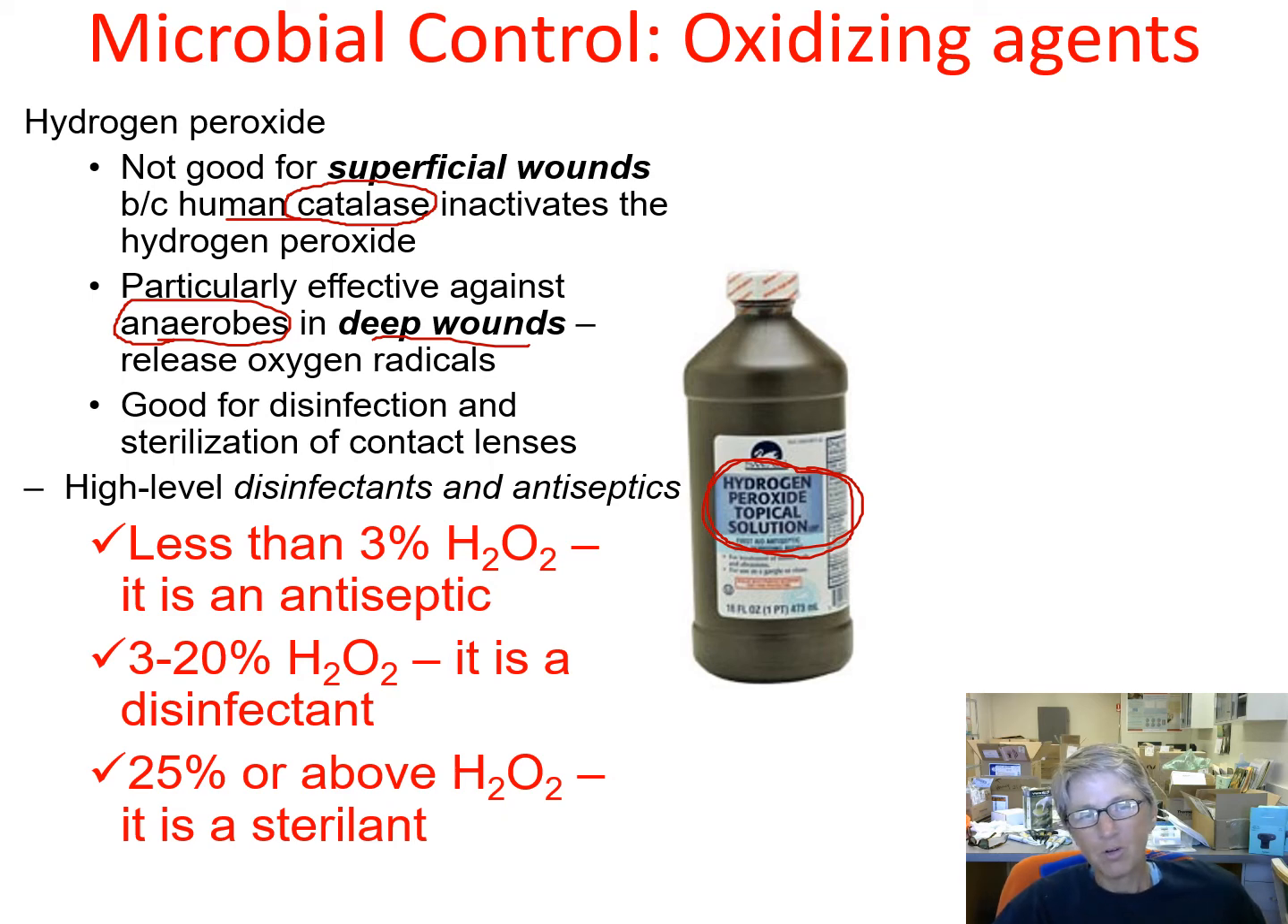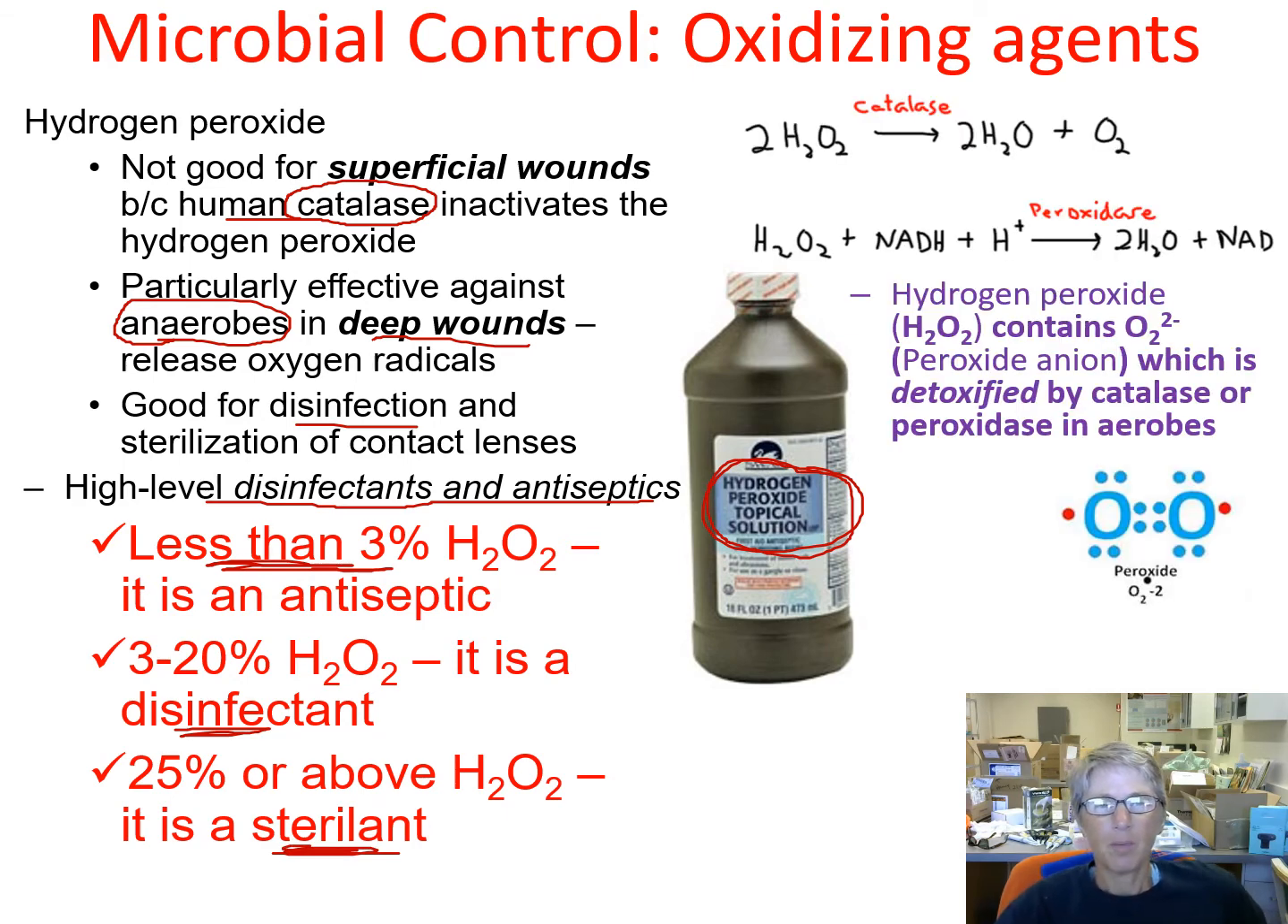Hydrogen peroxide is good for disinfection and sterilization of contact lenses, but that's the only thing I know that it's good for, and then deep wounds. You can also use hydrogen peroxide for some high level disinfectants and antiseptics, depending on the percent. If the hydrogen peroxide you're using is less than 3%, it's an antiseptic. If it's 3 to 20%, it's a disinfectant. And if it's 25% or above hydrogen peroxide concentration, it can be a sterilant.